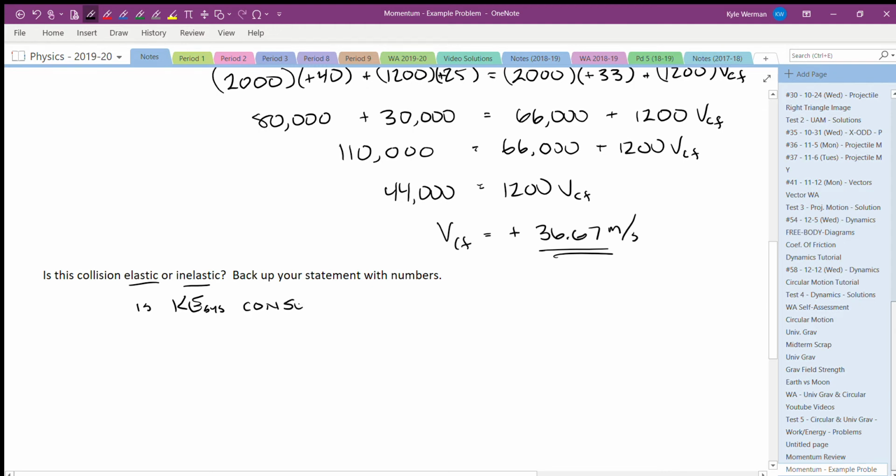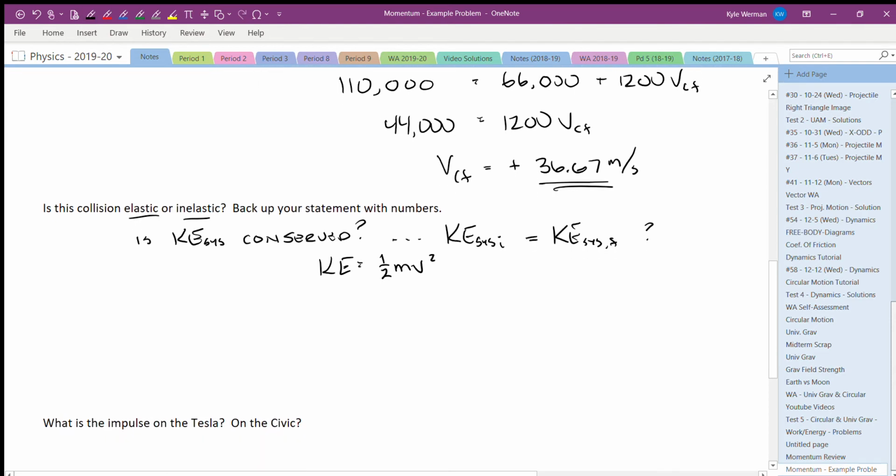That's really what we're asking. And what we mean by that is we're asking ourselves, does the kinetic energy of the system at the beginning equal the kinetic energy of the system at the end? That's our question. Well, now that we know the masses and the velocities, and we know that KE is equal to 1/2 mv squared for any object, we can find the energy of the system at the start and compare it to the energy of the system at the end.